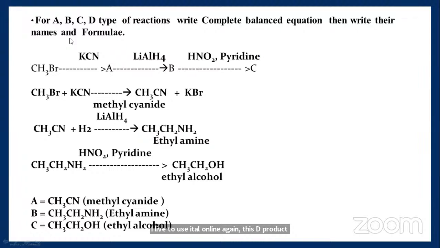In this way, first you have to write the reaction, whether the question is asked for 2 marks or 3 marks. First, you have to write the balanced reaction, and after that, you write what is A, what is B, and what is C. This is the correct method to write the answer. A is methyl cyanide, B is ethyl amine, and C is ethyl alcohol. Along with formula, you have to write the name of A, B, and C. This question will be asked for 3 marks. Please don't write direct answers A, B, and C. Reactions are expected for such questions.